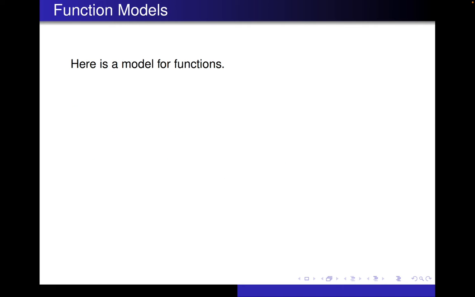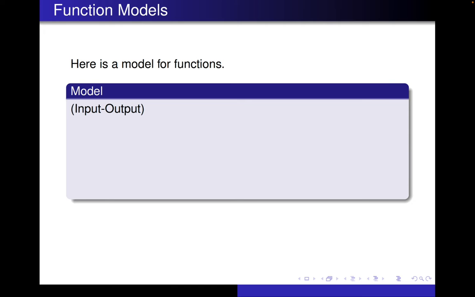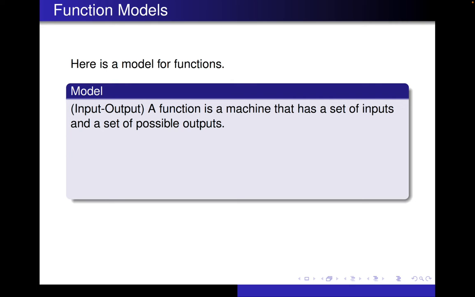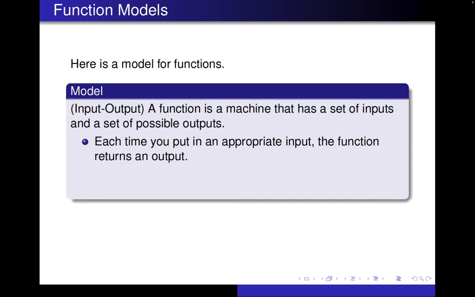So here is the first model for functions. This is probably one that you are very familiar with in your previous experience. It's called the input-output model. A function could be thought of as a machine where you give the machine some inputs, and every input you give the machine, it gives you some sort of output. So every time you put in an appropriate input, in other words, an input that the machine will accept, the function looks at it, figures out what to do for an output, and then gives you an output.